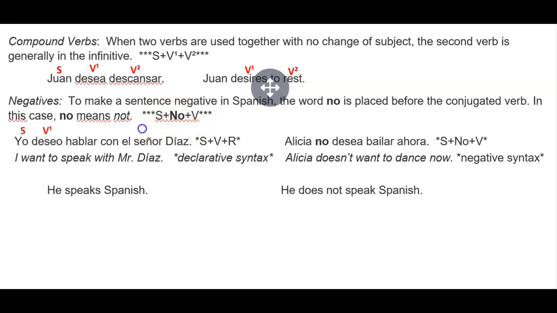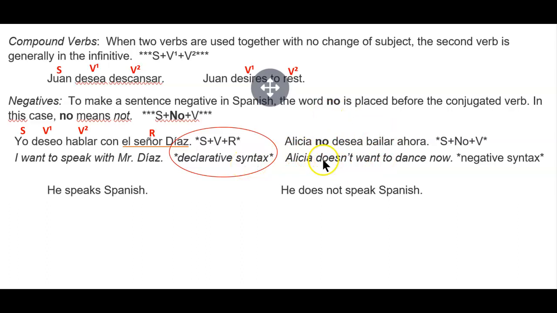So yo deseo, verb 1, hablar, verb 2. Together, they're considered the verb, right? So, con el señor Díaz, I want to speak with Mr. Díaz. That's a declarative sentence. That is what we would want to just give fact or state information. Now, el señor Díaz is what I'm going to call the remainder. Okay, so we'll put our subject, then our verb, or in this case, verb phrase, two verbs in the middle, followed by the rest of the stuff, the extra information. We're going to call this SVR, declarative syntax, just giving information.